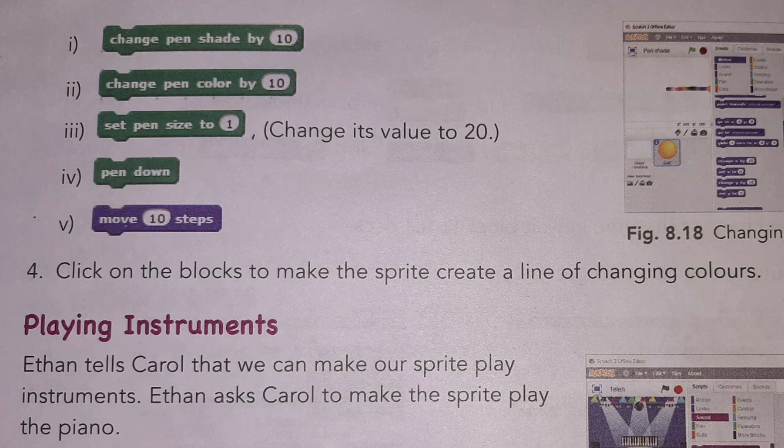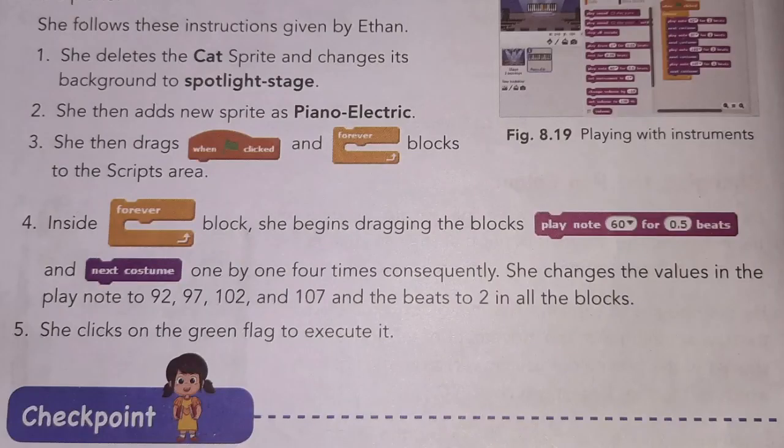Playing instruments. Ethan tells Carol that we can make our sprite play instruments. Ethan asks Carol to make the sprite play the piano. She follows these instructions given by Ethan. She deletes the cat sprite and changes its background to spotlight stage. She then adds new sprite as piano electric.